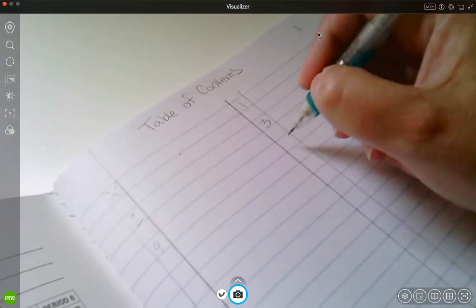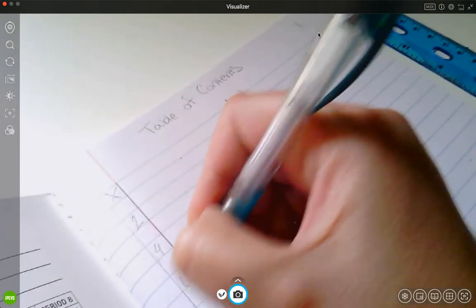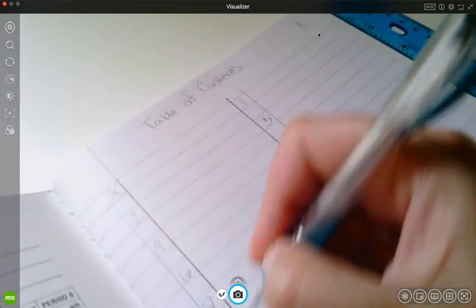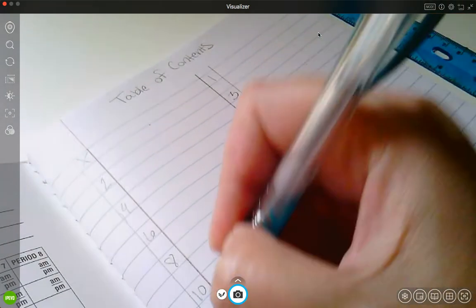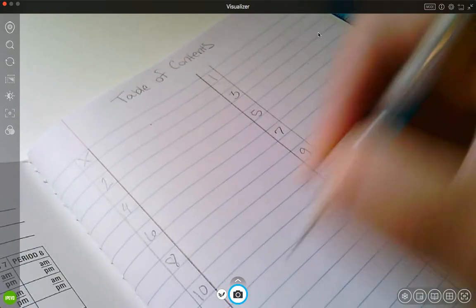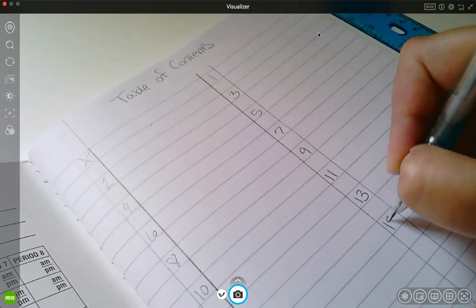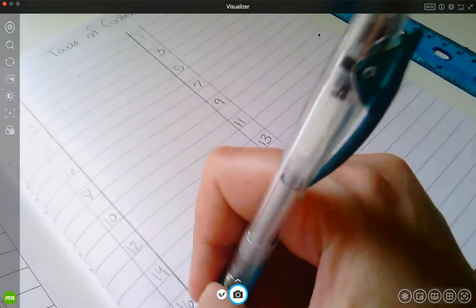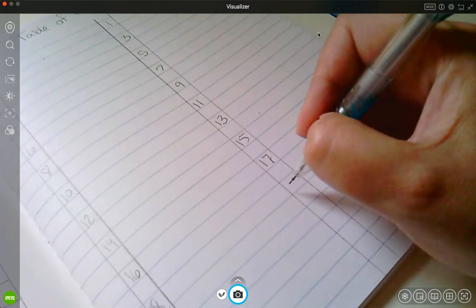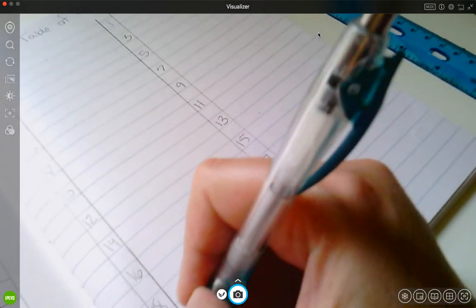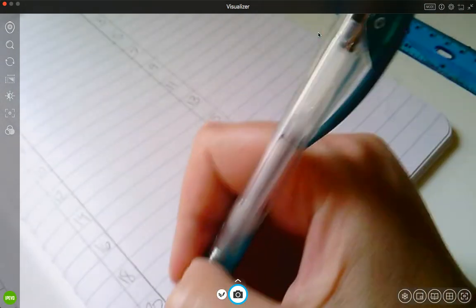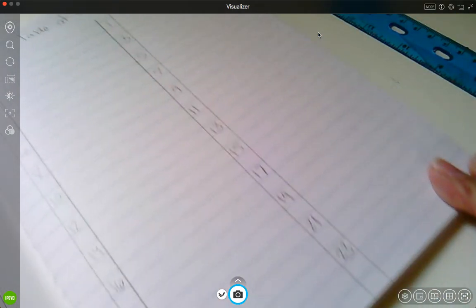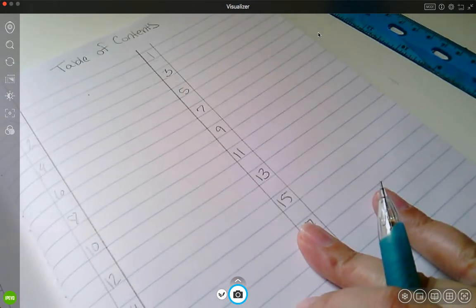4 and 5, 6, 7, 8, 9, 10, 11, 12, 13, 14, 15, 16, 17, 18, 19, 20, 21, 22, 23. Right, so we have a table of contents for our first 23 pages on here.